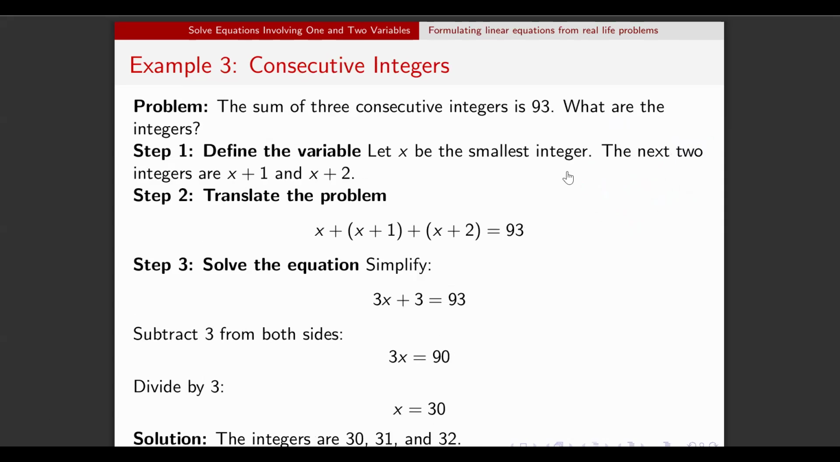Okay. Here is another example. This is about consecutive integers.